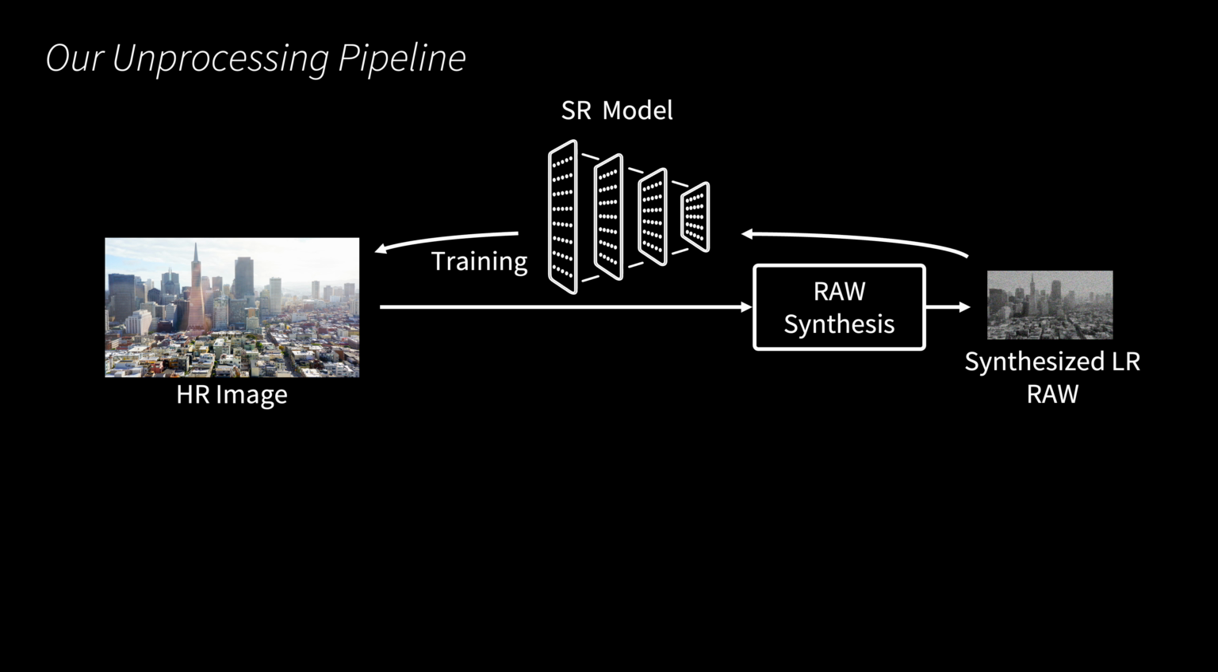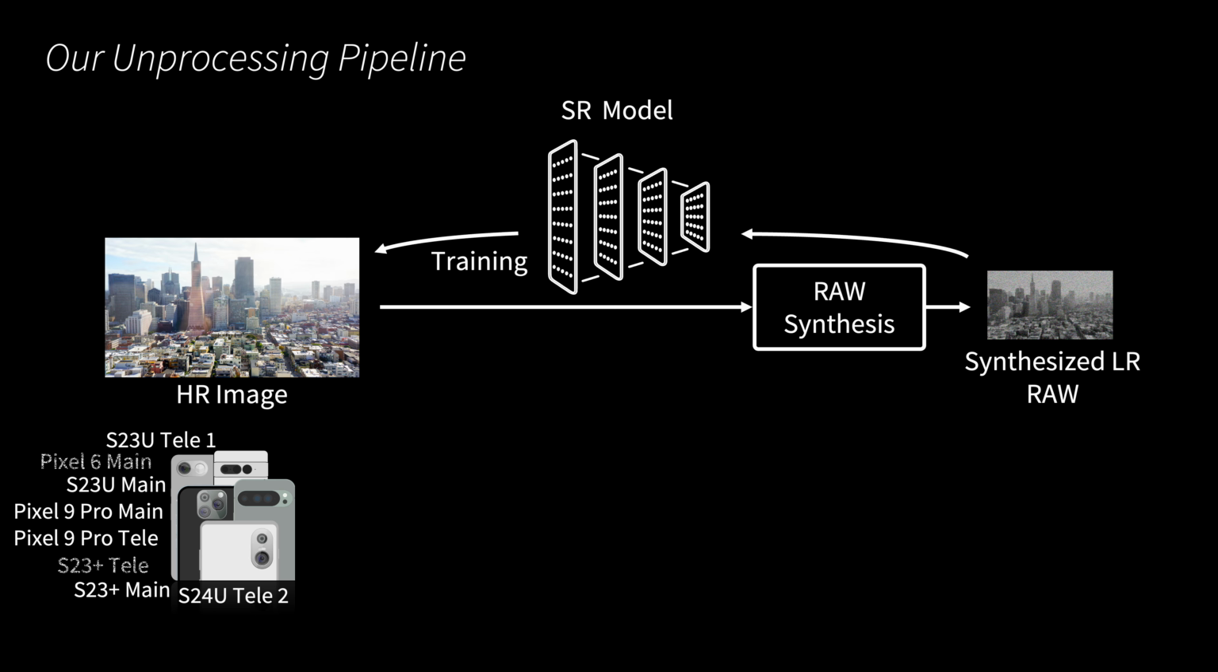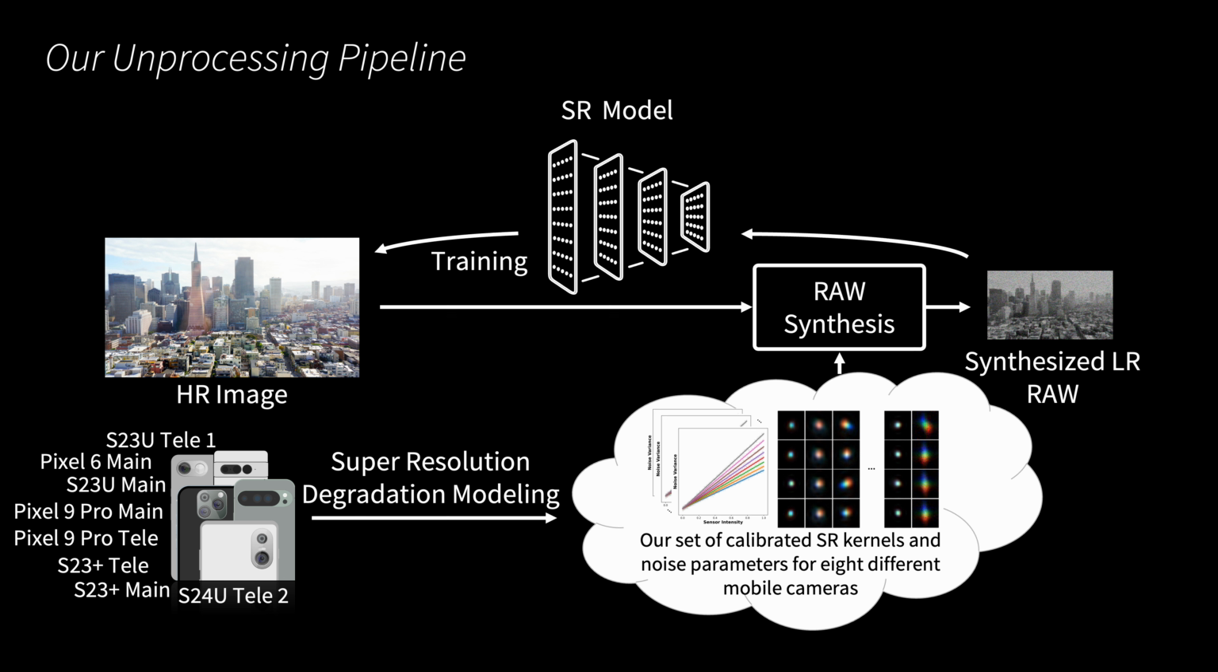We propose a procedure to thoroughly model superres blur kernels and adopt standardized approaches to model sensor noise for a set of 8 mobile cameras, then use them to unprocess high-res sRGB images into low-res RAW data. Our framework is built on the assumption that, while processing pipelines vary across mobile devices, components such as sensors and lenses may share similarities, leading to comparable degradation profiles.